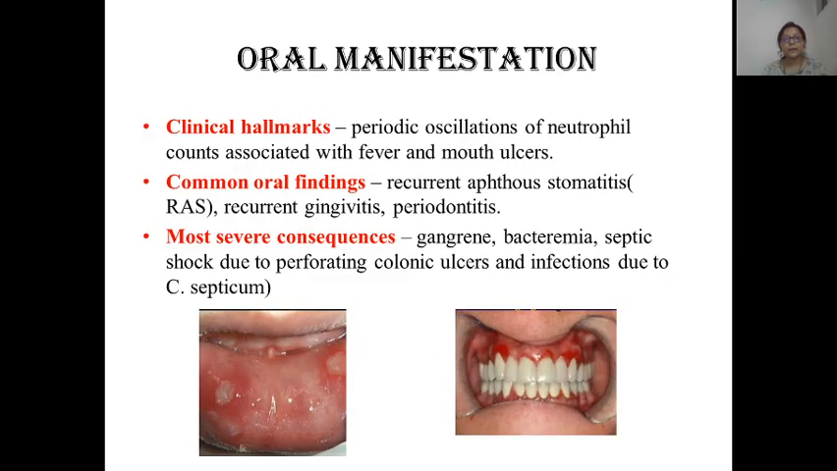Now, what are the oral manifestations? The hallmark is periodic oscillation of the neutrophil count associated with fever and mouth ulcers, and the common findings are recurrent aphthous stomatitis along with gingivitis and periodontitis. The most severe consequences of this type of neutropenia are gangrene, bacteremia, and septic shock. Because of the ulcers, they sometimes perforate into the colon, and infections are caused. The most important bacterium involved is Clostridium septicum.